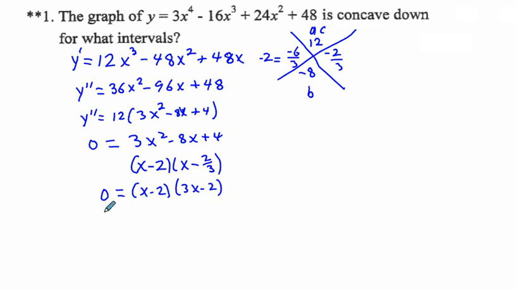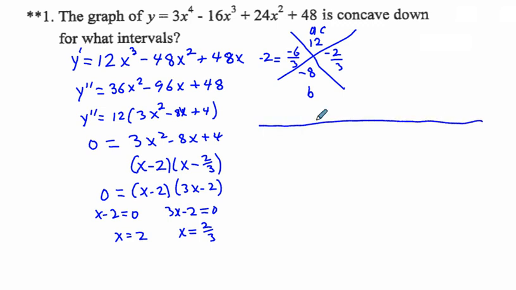And then if we set each one of these factors equal to 0, we have x equals 2 and x equals 2/3. And then my recommendation for finding concavity is to draw a number line and put our critical numbers on the number line. And we have 2/3 here, and then 2 here. We're going to put y double prime above the line and y down below.